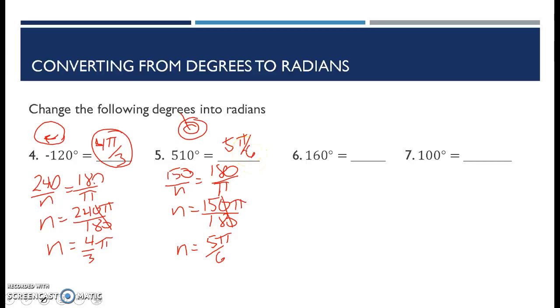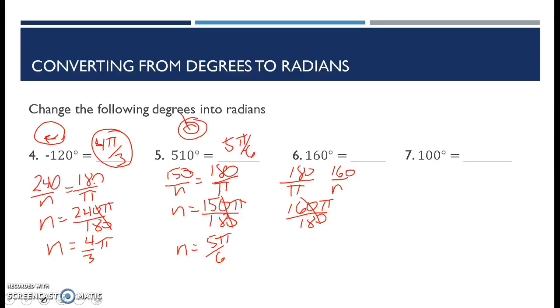Let's keep going with 6 and 7. 6 and 7 are the first two that are not on your unit circle sheet. If I just start with this proportion that we know, 180 is pi radians, so 160 is how many radians? I'm going to go ahead and multiply 160 times pi and divide that by 180.